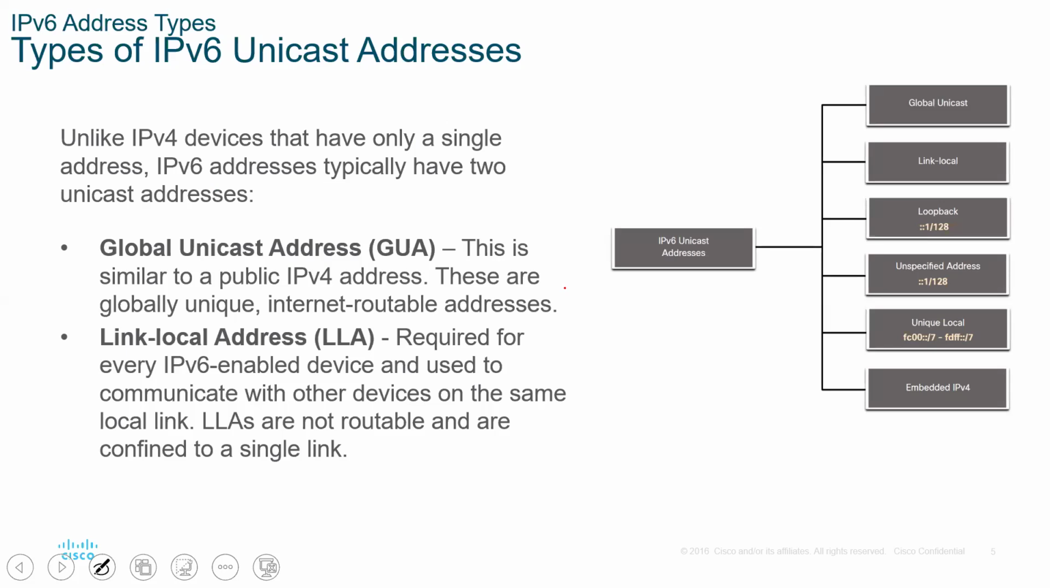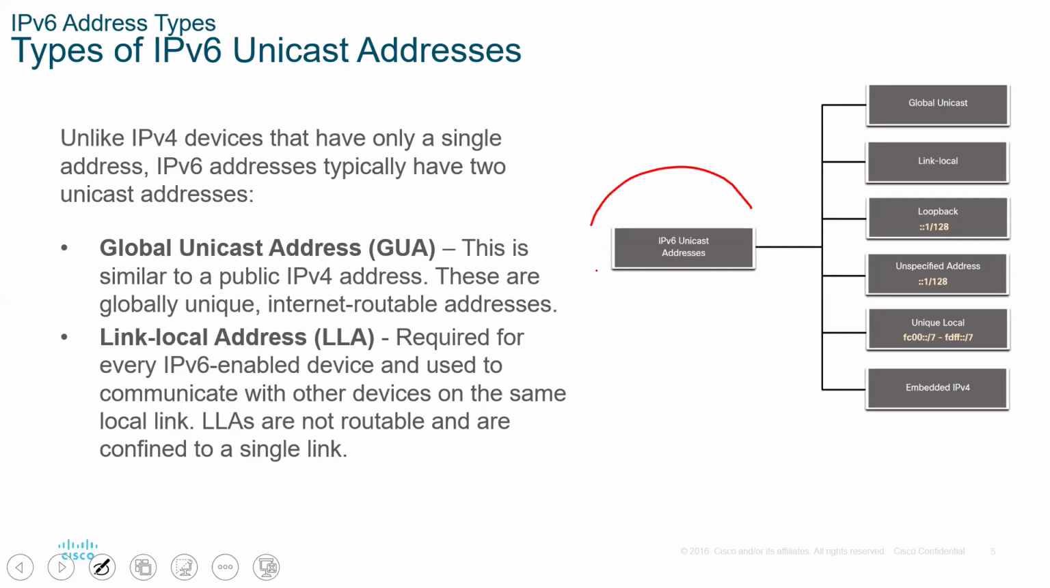They are globally unique, internet routable addresses, and that's why they use the word global. So they are global unicast addresses. Then we have the link local address, which is usually required for every IPv6 enabled device and used to communicate with other devices on the same local link. Link local addresses are not routable and are confined to a single link. So it's like the public and the private that we saw in the other one.